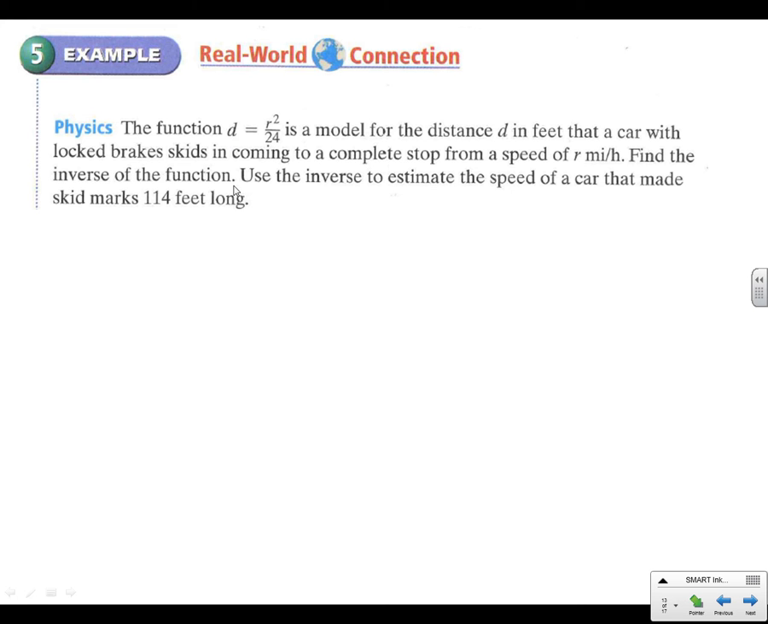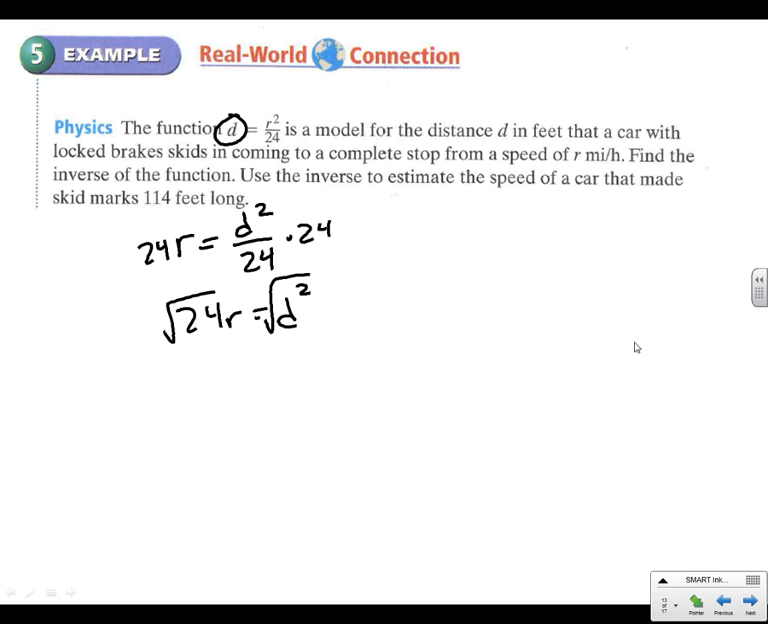All right, let's find the inverse of the function first. So first things first, we're going to switch the d and the r. So r equals d squared over 24. And our job is to get d back by itself, where it was originally. So first step, let's times both sides by 24. So 24r equals d squared. And let's go ahead and square root both sides. So we get the square root of 24r equal to d. All right. Use the inverse to estimate the speed of a car that made skid marks 114 feet long.